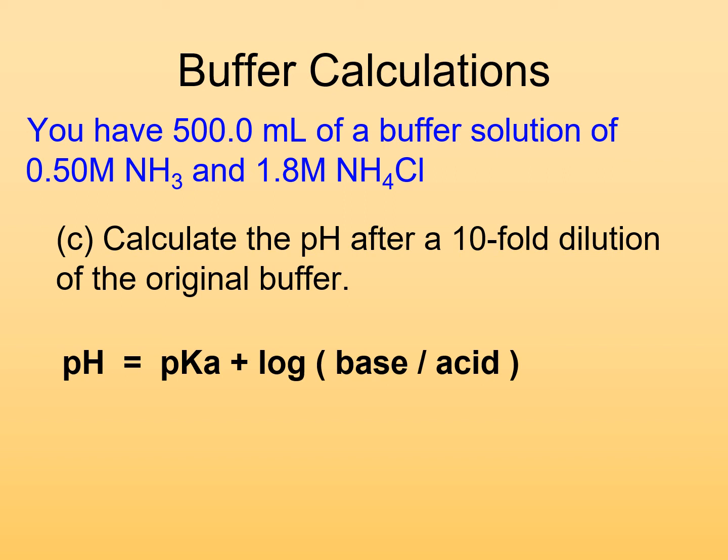Now remember, our original buffer had a pH of 8.70. If you dilute the buffer, it's going to change the concentration of everything, but it's not going to change the number of moles that were initially present. So if you dilute a buffer with water, it will not change the pH at all. So the pH will still be 8.70. So note that anytime water is added to a buffer, it does not change anything.